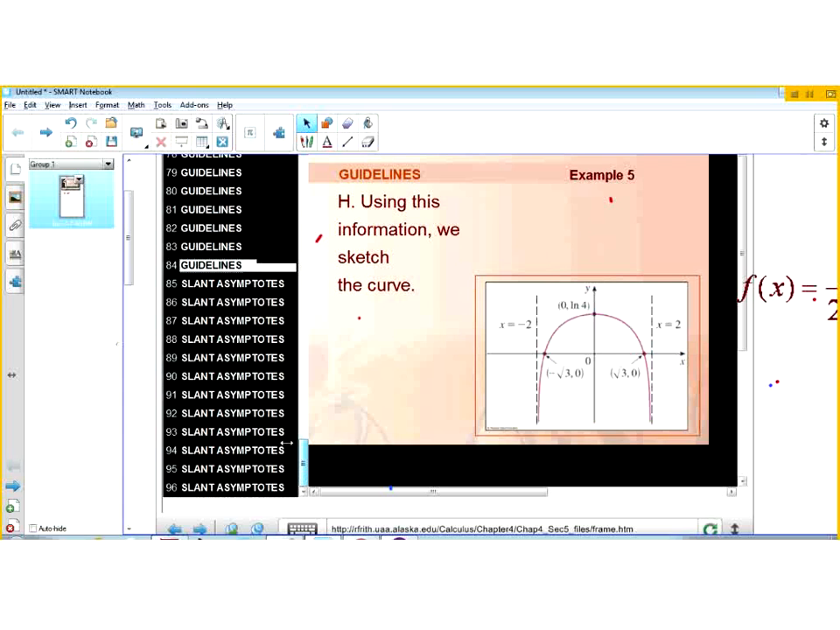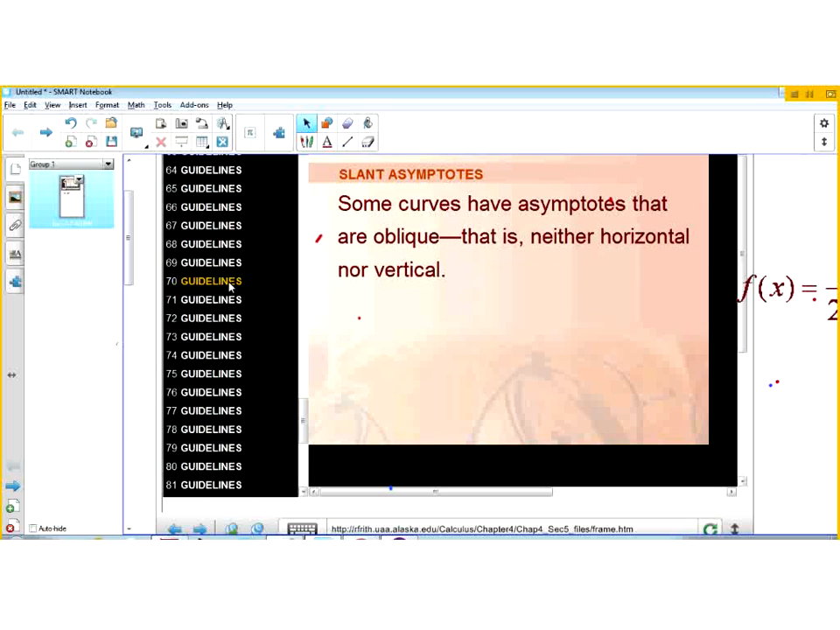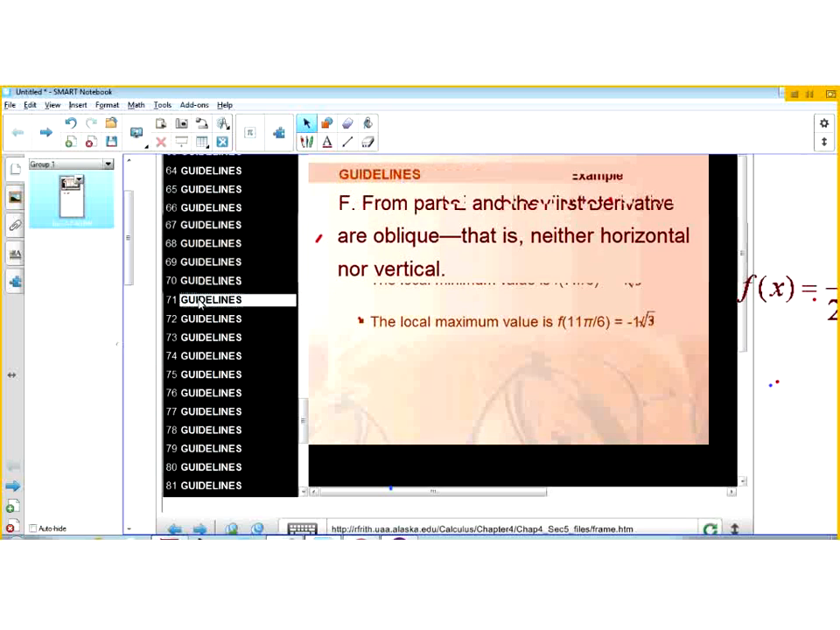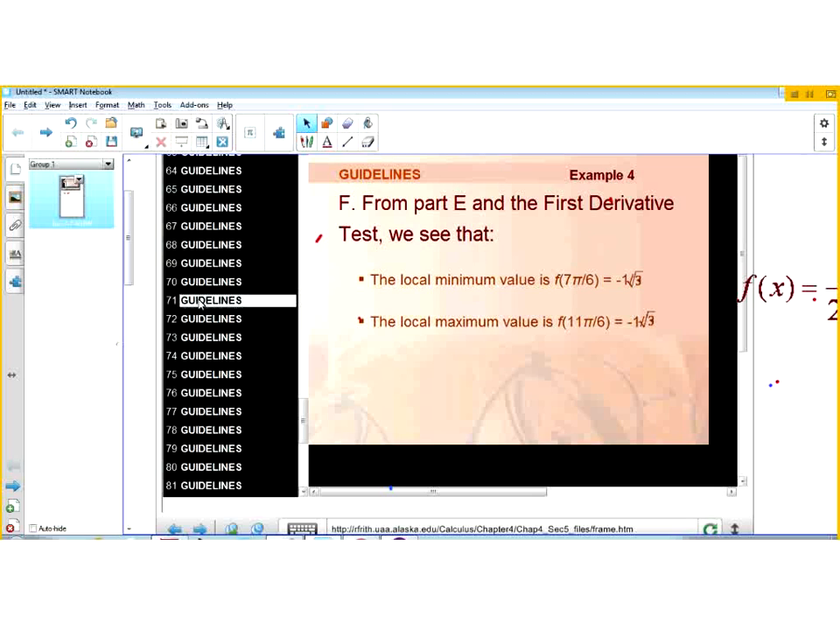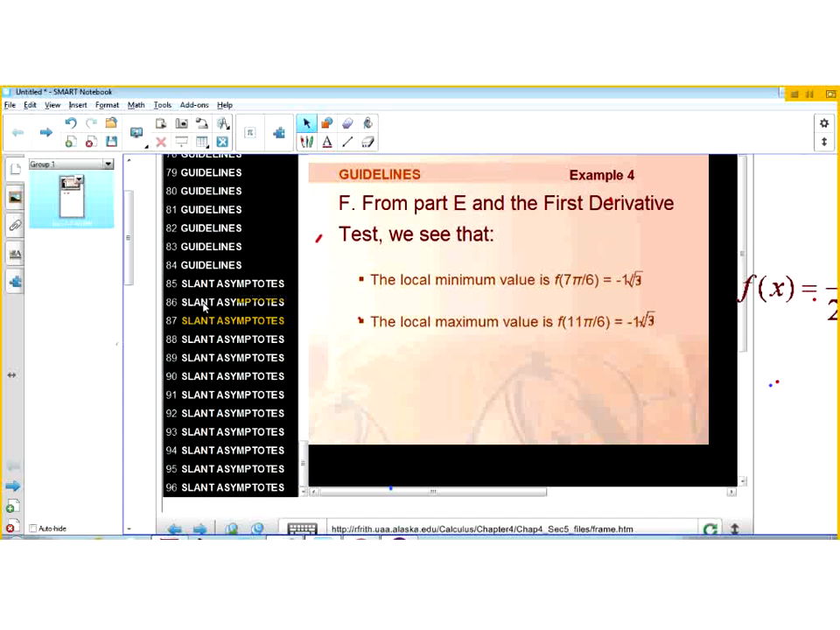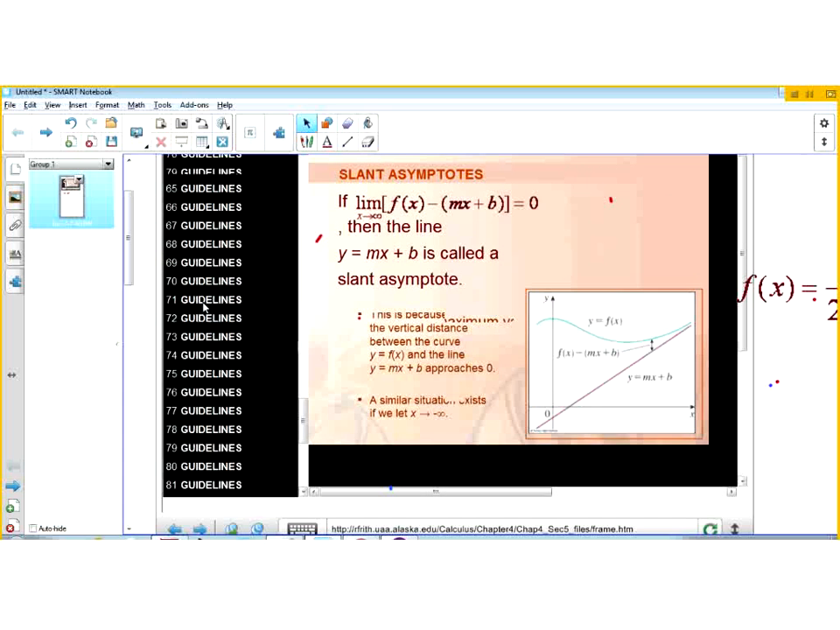All right, so now we can talk about slant asymptotes. Slide 85. Some curves have asymptotes that are oblique. Oblique means slant. Why does it keep jumping? I apologize for the jumpingness of the slides.